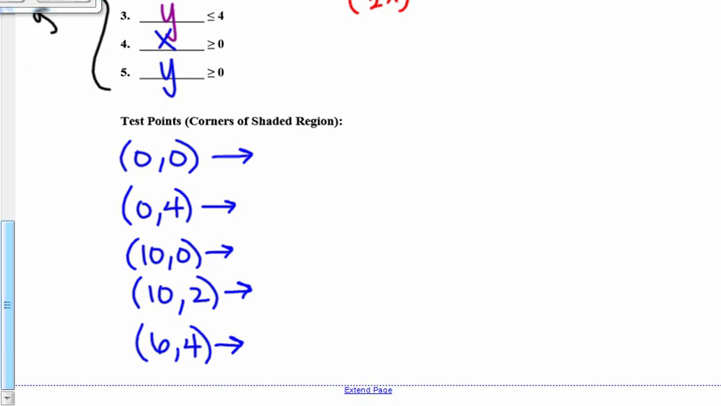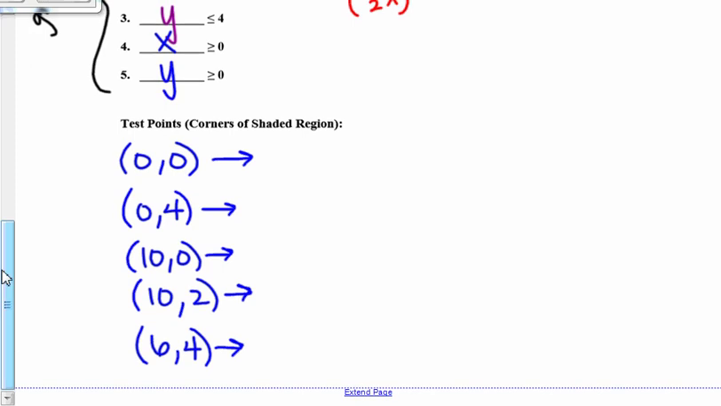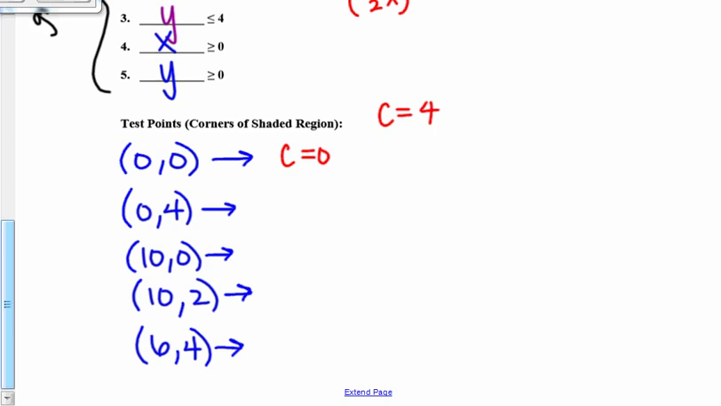Alright, so what I'm going to do now is I'm basically going to take each of those points, x, y, and plug them in to my objective function and just see what I get. Alright, when I plug in 0, 0, I get c equals 0. Don't forget my objective function is c equals 40x plus 95y. Alright, when I plug in 0 for x and 4 for y, I get c equals 380.